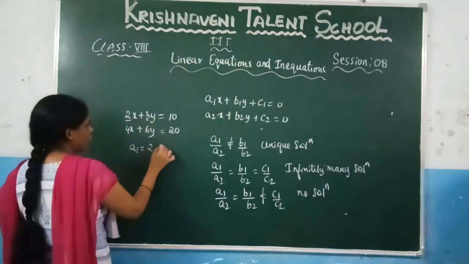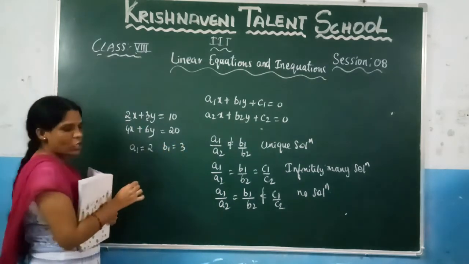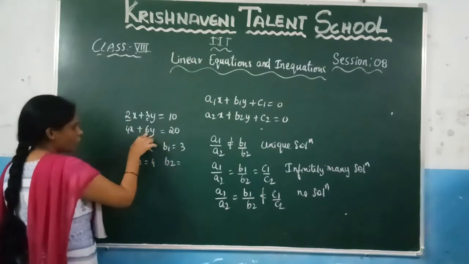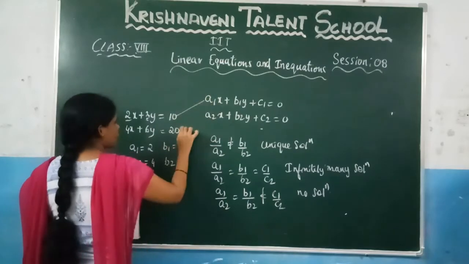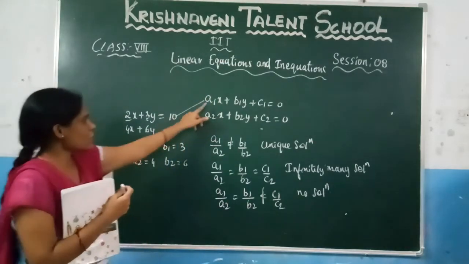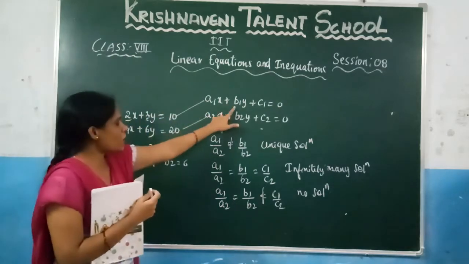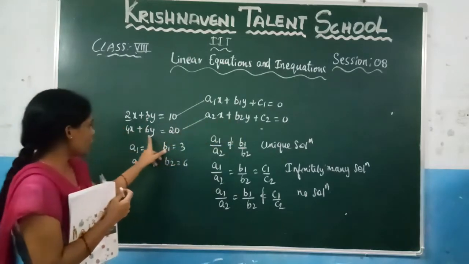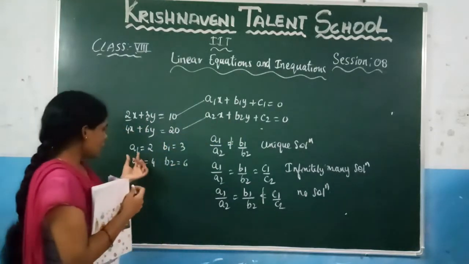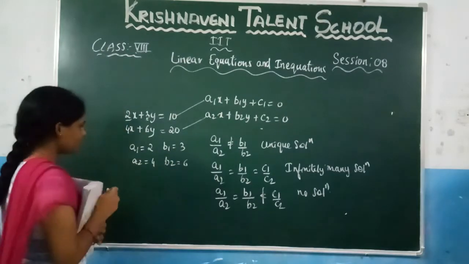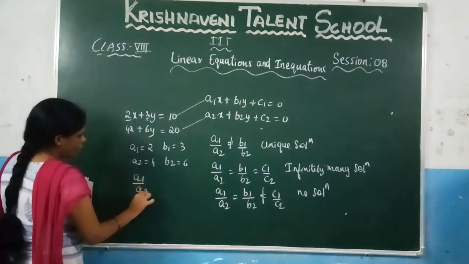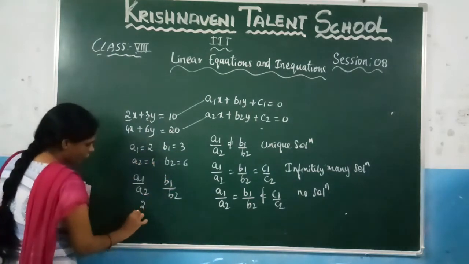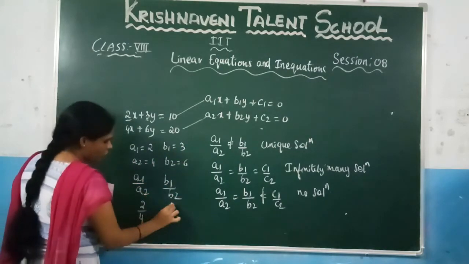And the value of b1 is 3, the value of a2 is 4, and the value of b2 is 6. Just compare this one with this one and this one with this one. Here a1 is 2, b1 is 3, a2 is 4, and b2 is 6. Now let us find a1 by a2 and b1 by b2. The value of a1 by a2 is nothing but 2 by 4, and b1 by b2 is 3 by 6.